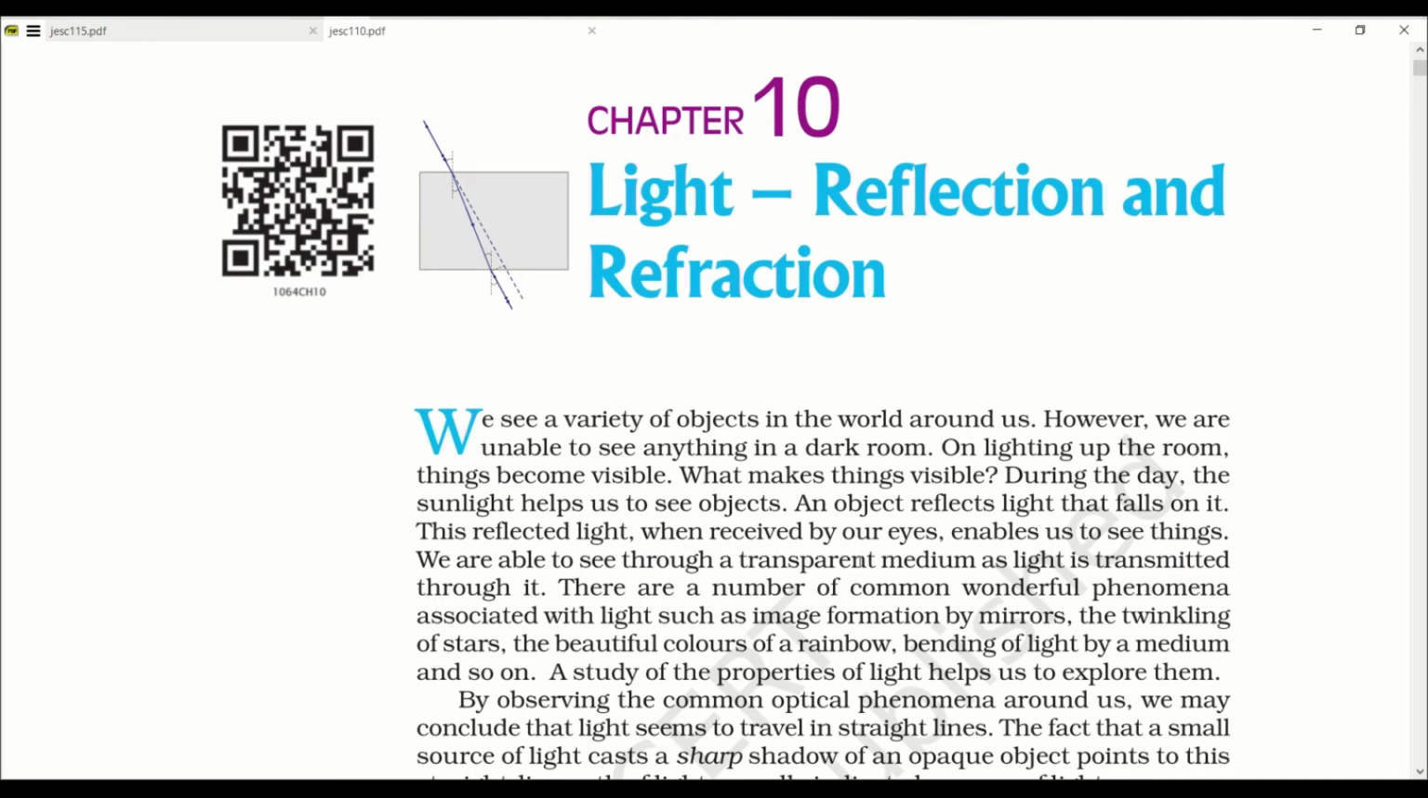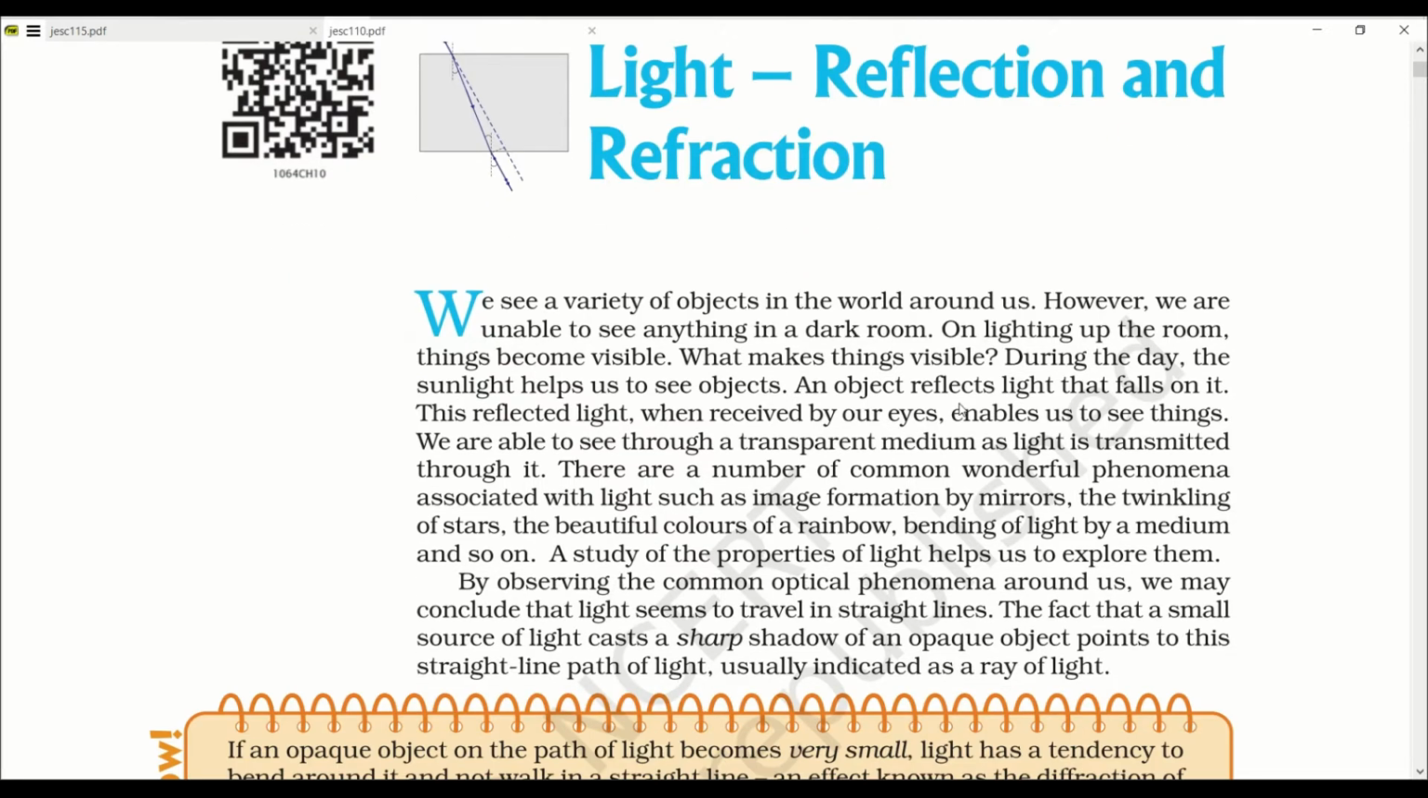Today we are going to study NCERT syllabus chapter 10 from class 10, Light, Reflection and Refraction. Let's start with reading the chapter.